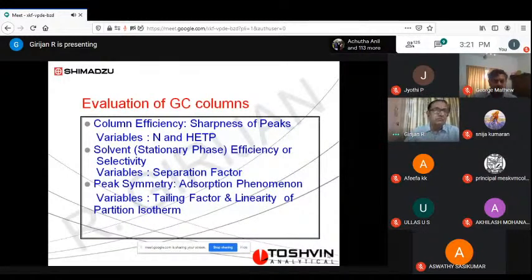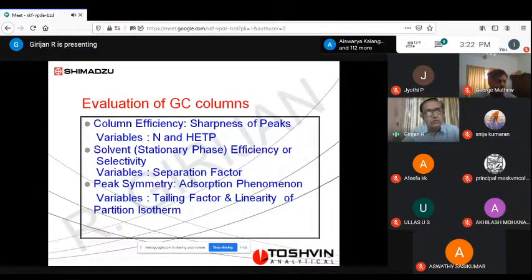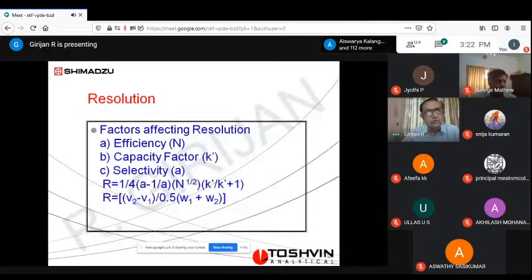So all these parameters are basically pertaining to the column. These are all applicable to GC columns. These are all applicable to HPLC columns also. Ultimately, you want a very good resolution. Everyone talks about resolution because resolution gives information.